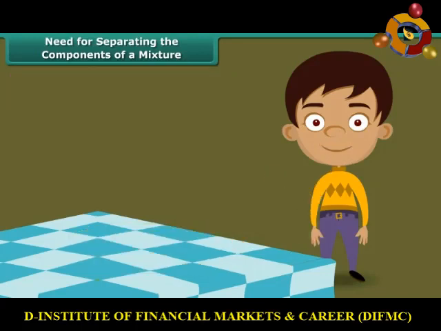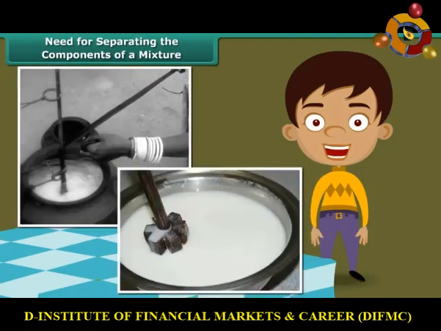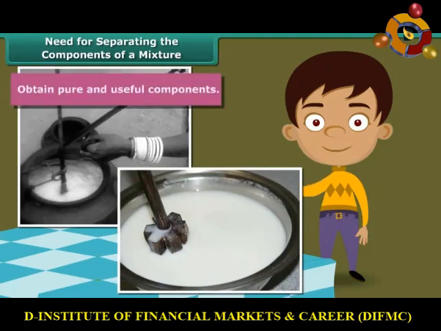When we churn milk or curd, we get two different but extremely useful products, butter and buttermilk. Thus, the third reason for separating the components of a mixture is to obtain pure and useful components.